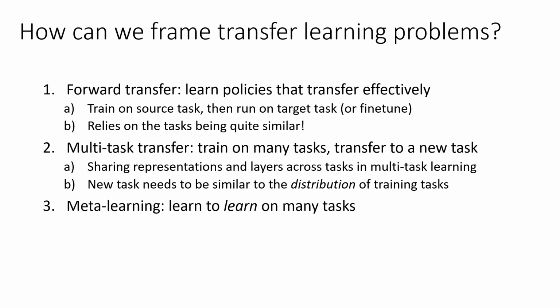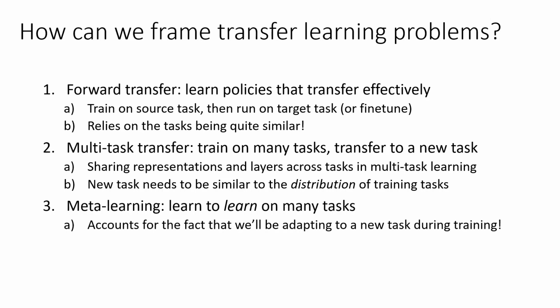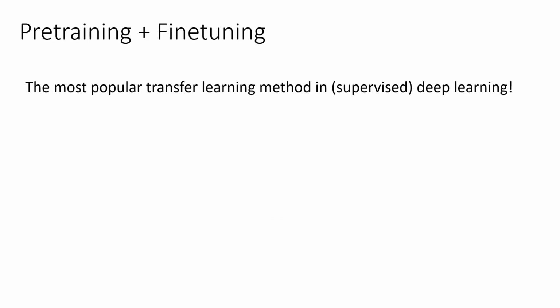So meta-learning is often framed as the problem of learning to learn. Essentially, you're going to try to solve those source domains, not necessarily in a way that gets you a really great solution on all of them, but in a way that prepares you to solve new domains. So it accounts for the fact that we'll be adapting to a new task during training.